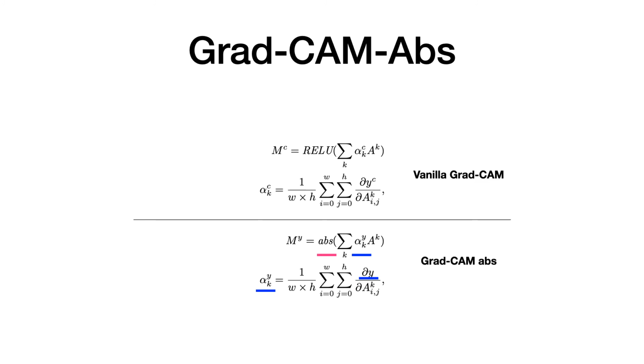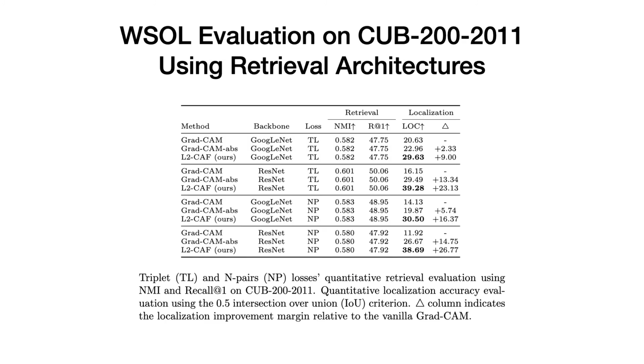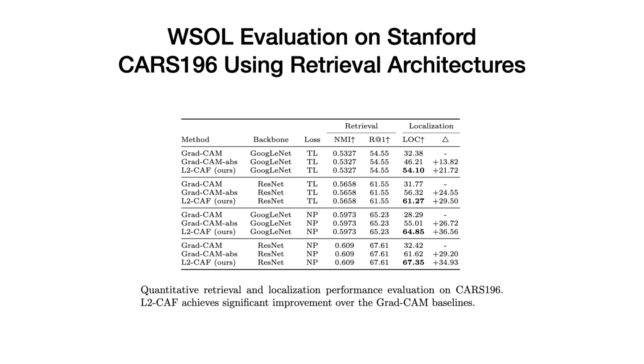For quantitative evaluation, we leverage CUB 200 and Stanford CAR datasets. These are standard retrieval datasets and both provide bounding box annotation. The bounding box annotations are used for evaluation purposes only. We evaluate L2-CAF against both vanilla Grad-CAM and Grad-CAM-Abs. Grad-CAM-Abs significantly outperforms the vanilla Grad-CAM, but L2-CAF brings further improvements. Similar results are achieved on the Stanford CAR dataset.